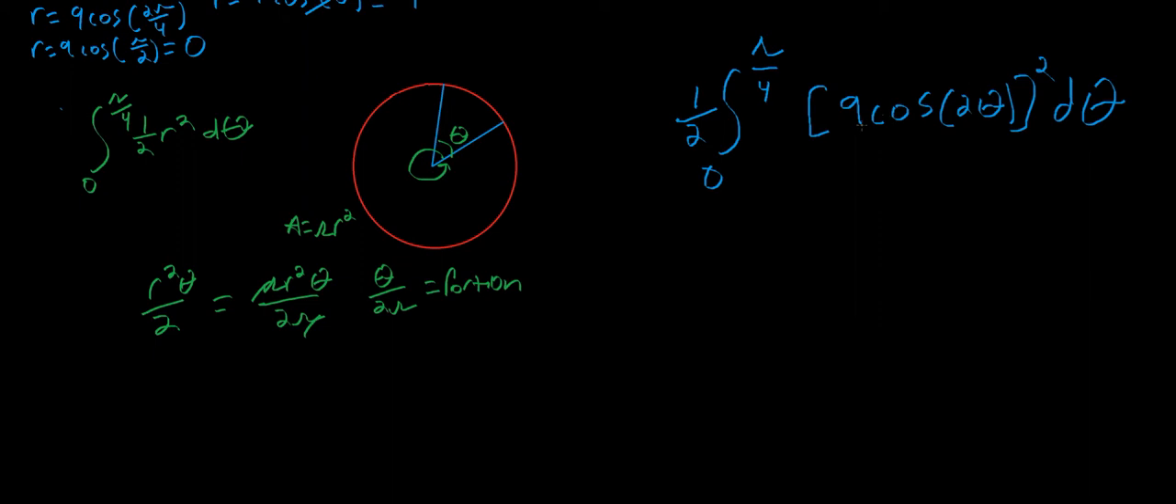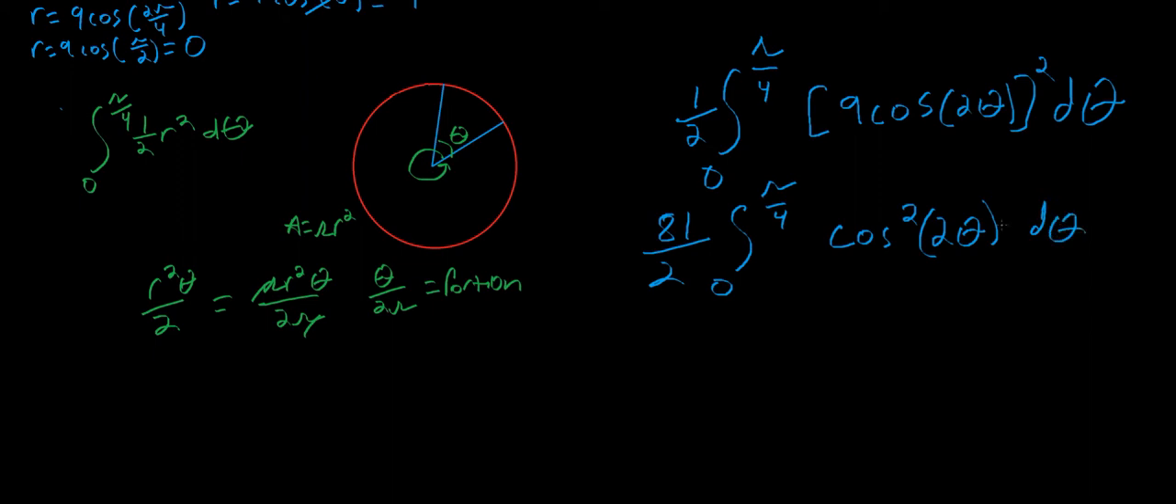Well, I can go ahead and square this 9 and I get 81, and so I go ahead and pull that out. Now I have 81 halves, 0 to pi over 4, cosine squared 2 theta, then d theta. And now I'm going to do a trig identity.